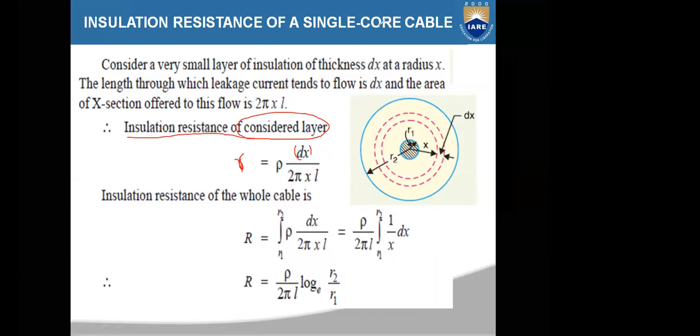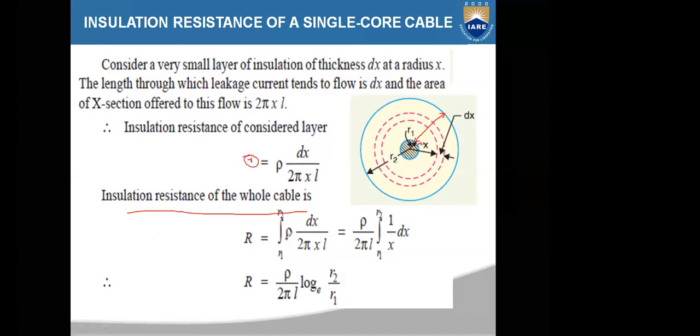This is for only the small insulation layer we considered. Now you have to calculate the total insulation resistance. The total insulation means from the surface of the conductor to the radius R2, that means from R1 to R2. That will become the total insulation resistance of the cable. So the total insulation resistance of the whole cable can be written by integrating this small dR.